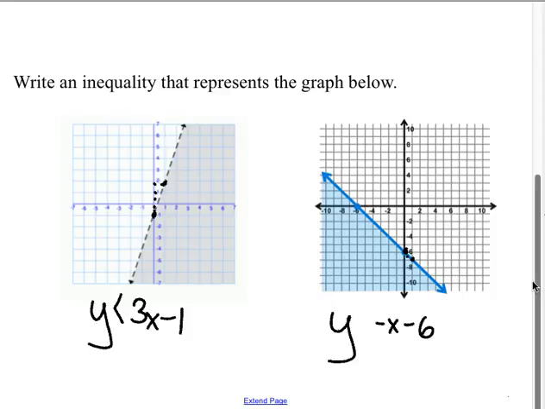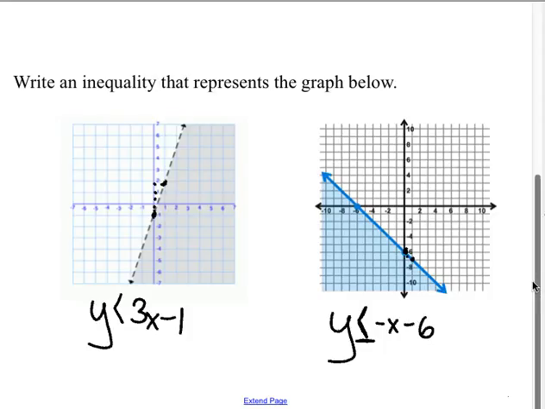Now, once again, it looks like my shading is below my line, so I'm going to use less than, but my line is solid. So because my line is solid, I am going to include that or equal to piece with it. Okay? And now both of these are finished. So again, to write the inequality, basically, find the equation of the line, then interpret where's my shading and is my line solid or dashed. Those are the three things you have to consider when you're creating the inequality itself.